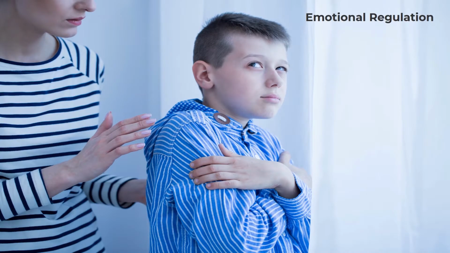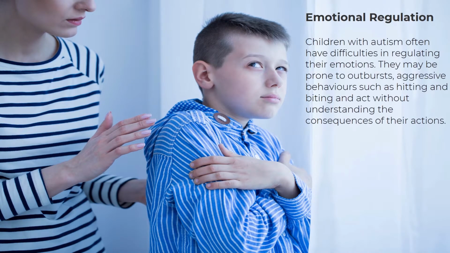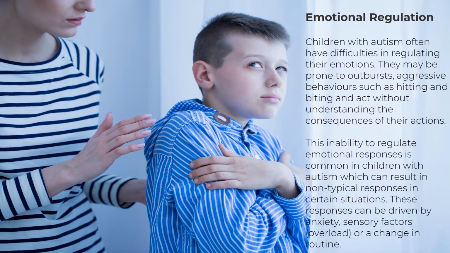Now let's look at emotional regulation. Children with autism often have difficulties in regulating their emotions. They may be prone to outbursts, aggressive behaviors such as hitting and biting, and act without understanding the consequences of their actions. This inability to regulate emotional responses is common in children with autism, which can result in non-typical responses in certain situations. These responses can be driven by anxiety, sensory factors, overload, or a change in routine.